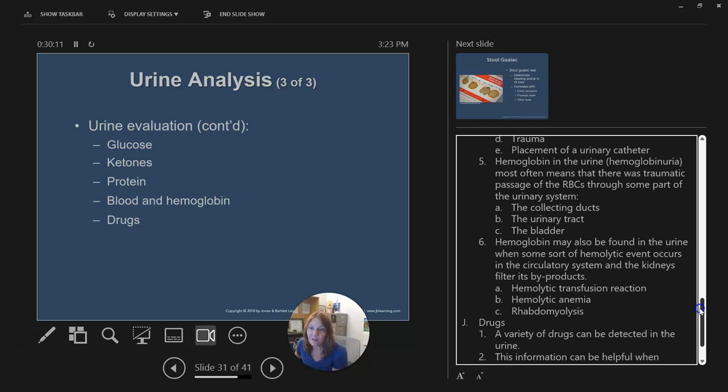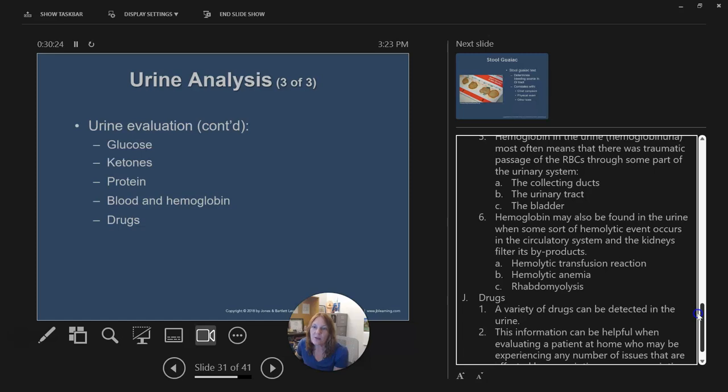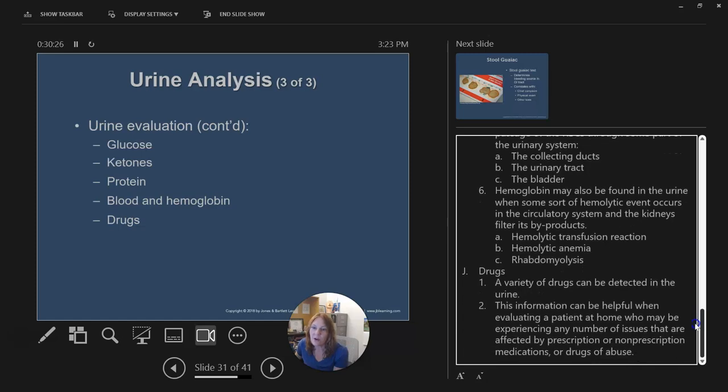Hemoglobin may also be found in the urine when some sort of hematologic event occurs in the circulatory system and the kidneys filter its byproducts. Hemolytic transfusion reactions or hemolytic anemia or even rhabdo. If rhabdo occurs, it can also show hemoglobin in urine.